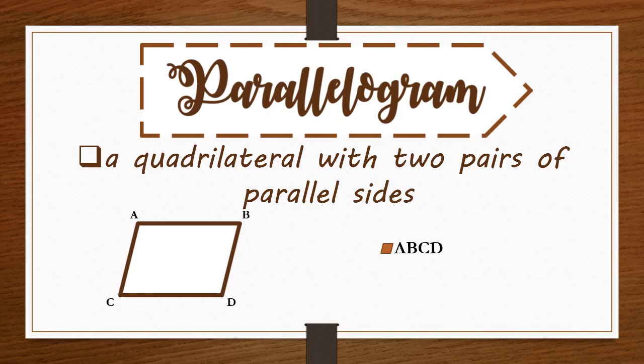Since it is a quadrilateral with two pairs of parallel sides, we can say that CA is parallel to DB and AB is parallel to CD. In the illustration, you can see arrows on each of the segments to symbolize their parallelism.